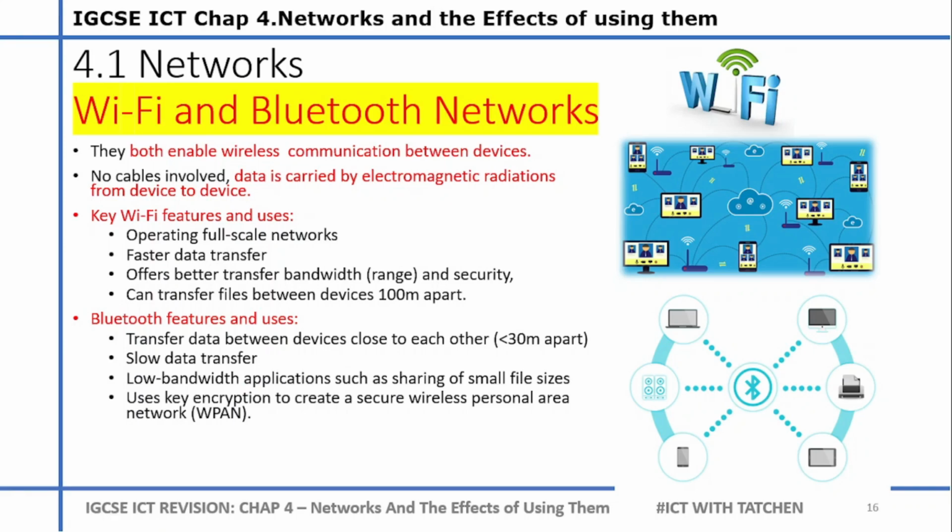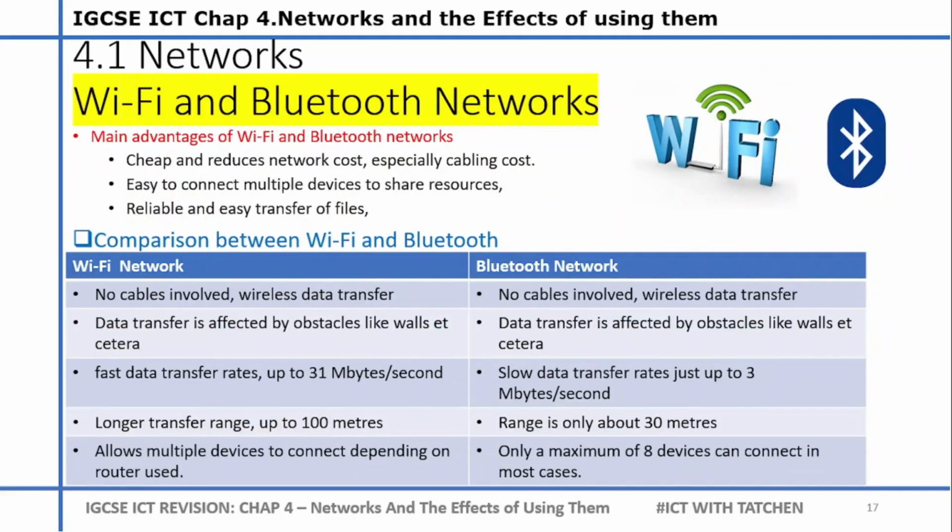It's gonna take a lot of time, and in most cases, at times you won't even go through. And then it uses key encryption to create a secure wireless personal area network. So with Bluetooth, for instance, you can create a wireless personal area network and do maybe some messaging where you just need a low bandwidth to deal with that. Now, some main advantages of Wi-Fi and Bluetooth are that they are cheap and reduce network costs, especially cabling costs.